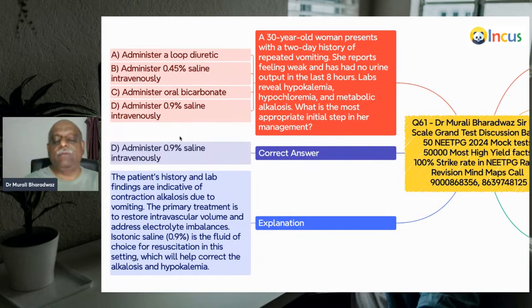Whenever aldosterone is high, what will happen? High aldosterone causes retention of sodium and loss of K plus and H plus into urine. Loss of H plus, loss of acid into urine, will lead to alkalosis in the blood, which is called contraction alkalosis.